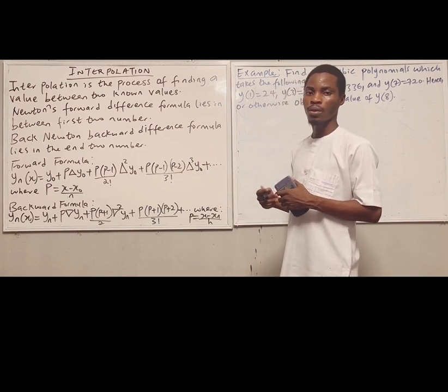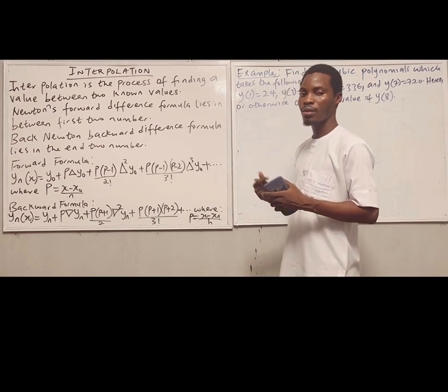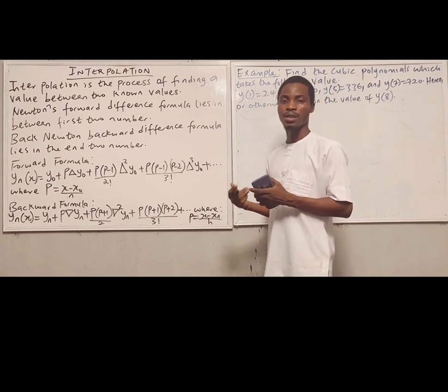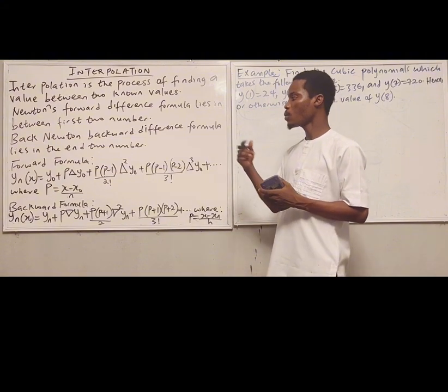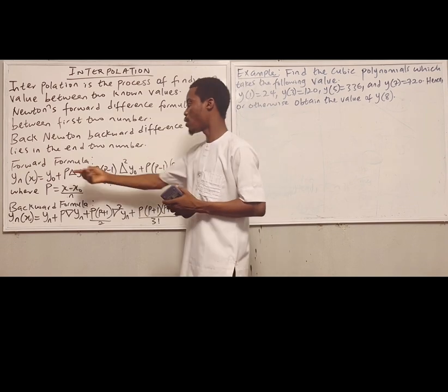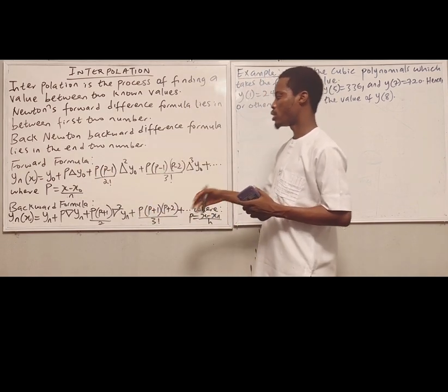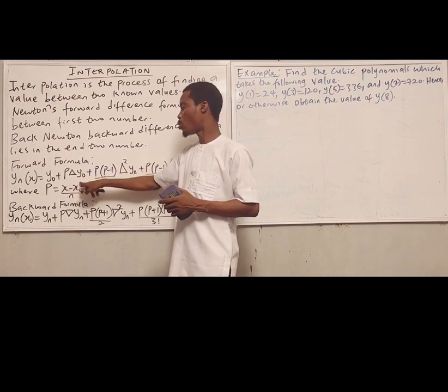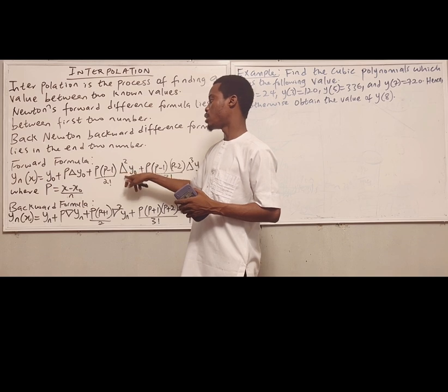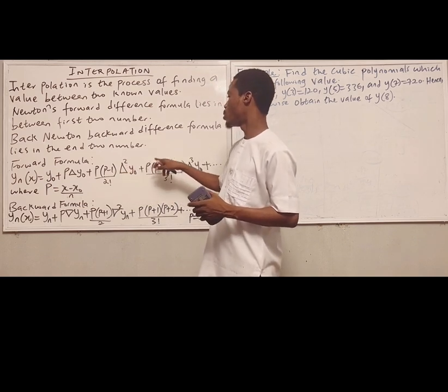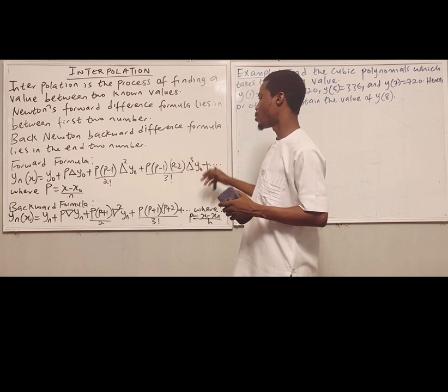In finding forward, we consider a forward formula, that is Newton's forward formula, when you are finding a problem of forward Newton. So in the forward formula we have y_n of x is equal to y naught plus p delta y naught plus p(p minus 1) all over 2 factorial delta squared y naught, then p(p minus 1)(p minus 2) all over 3 factorial delta cubed y naught.